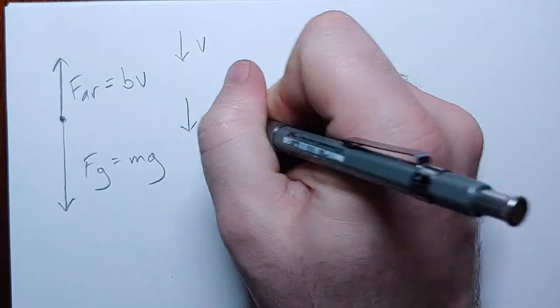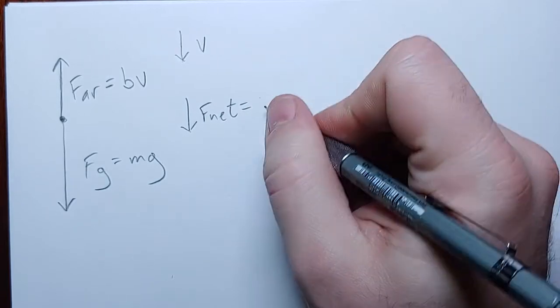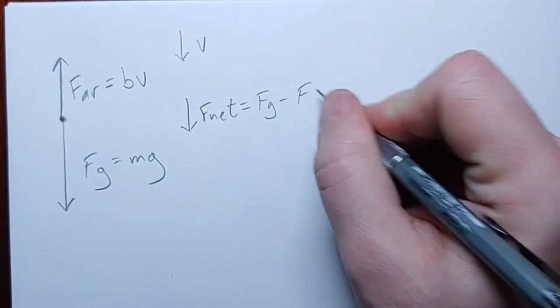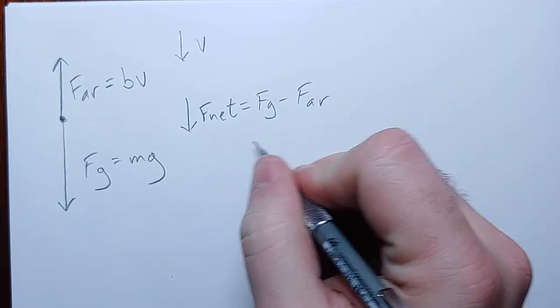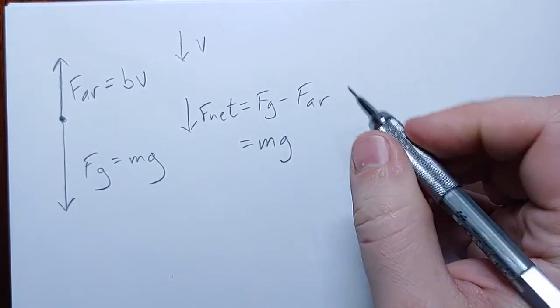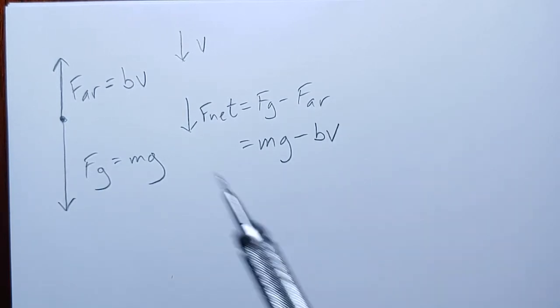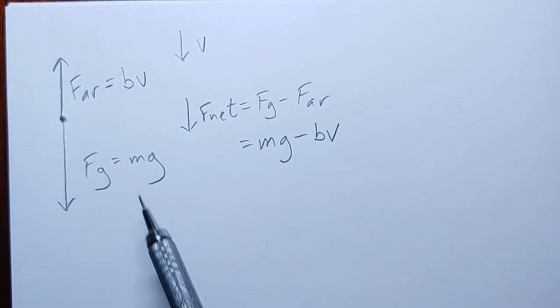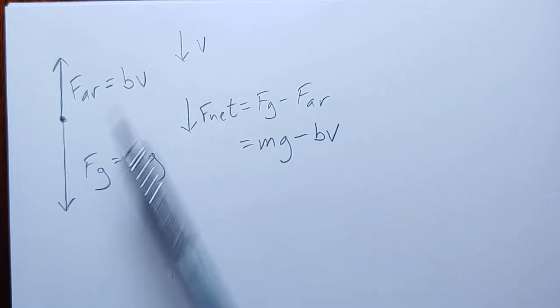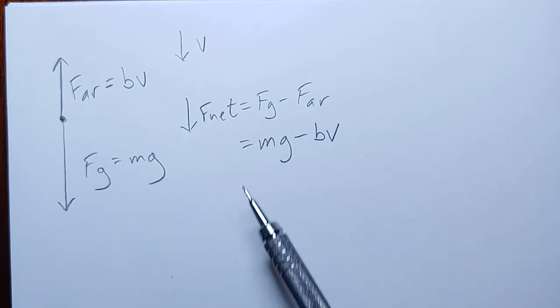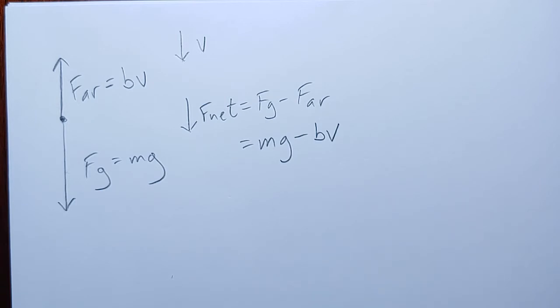That means that their net force will be equal to Fg minus FAR, so the force of gravity minus the force of air resistance, which is mg minus bv. And of course, if we are at terminal speed, then the force of air resistance is equal to the force of gravity, and so the net force is zero, the acceleration is zero, and we're at terminal speed. When we are initially jumping out of the airplane, our speed is zero, so there shouldn't be any air resistance, and so the net force just becomes Fg, mg, which is what we would expect for an object in free fall. And so that seems reasonable.